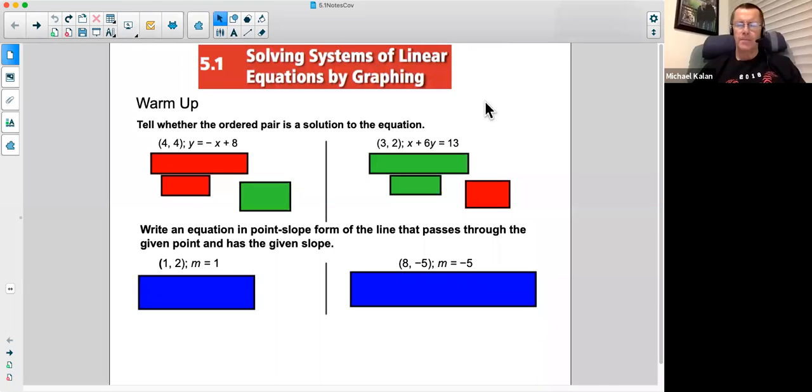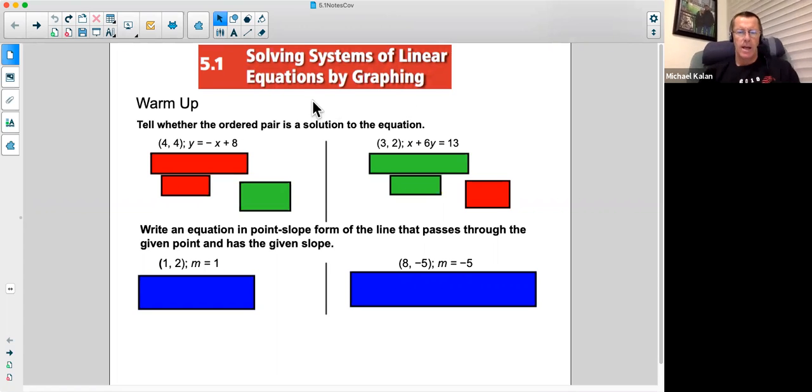All right, so let's go ahead and start chapter 5 with 5.1. And you can see we're going to be getting into a new topic, something called a system of equations. And we're going to learn how to solve them in this section by graphing. It's the first of 3 methods that we're going to learn. The other 2 will come later in this chapter.